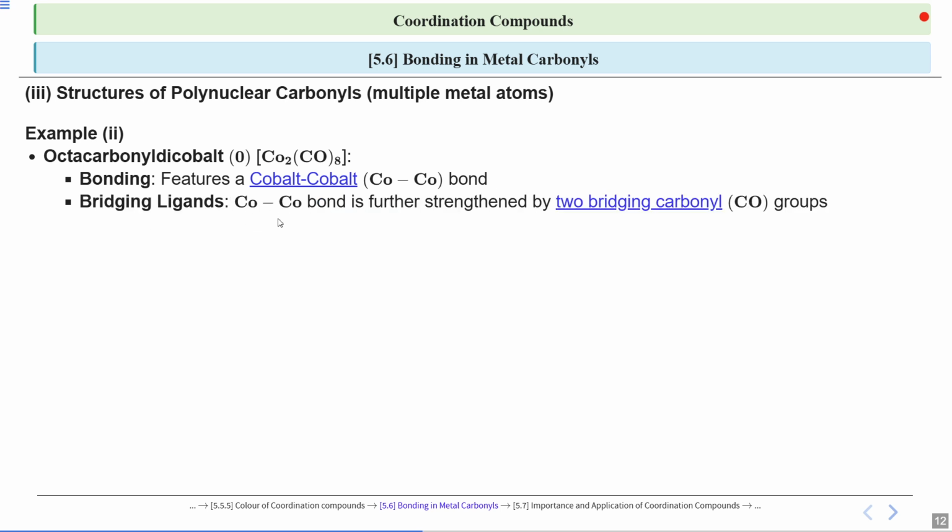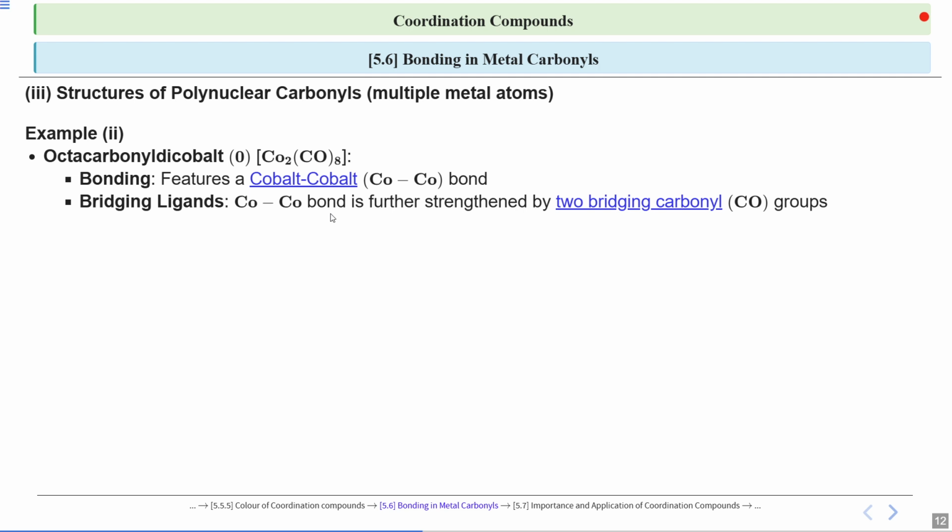Bridging ligands. The cobalt-cobalt bond is further strengthened by the 2 bridging carbonyl groups. You will understand this after seeing the diagram. There is a presence of a cobalt-cobalt bond, but that is not direct. The cobalt-cobalt bond is further strengthened by the 2 bridging carbonyl groups. That means between the cobalt and the cobalt, we have one attached carbonyl group which is going to give strength to this cobalt-cobalt bonding.